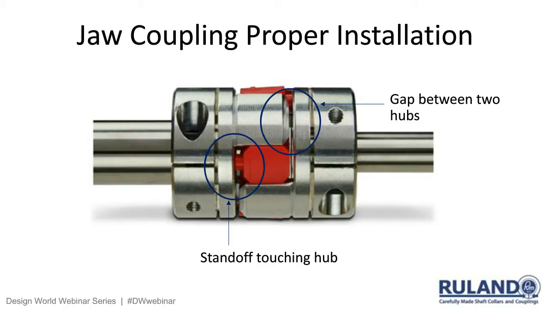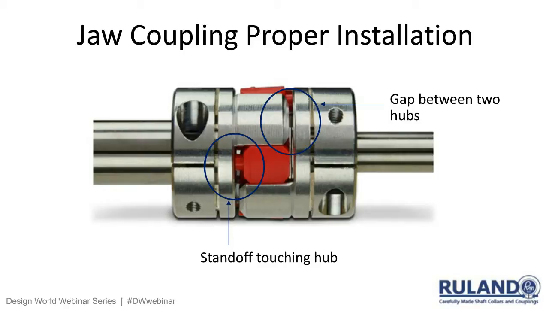In the picture, you can see standoff touching hub. This is that nub I was talking about. And that is not a hard mechanical stop, by the way, that standoff. It's a visual aid. So you want to watch as you push the coupling together until that standoff just touches the face of the hub. Now you're at the proper insertion depth.